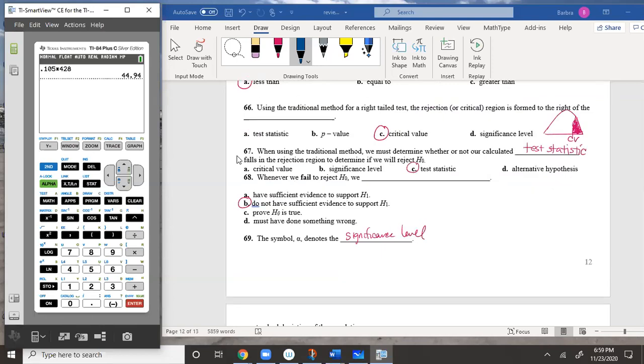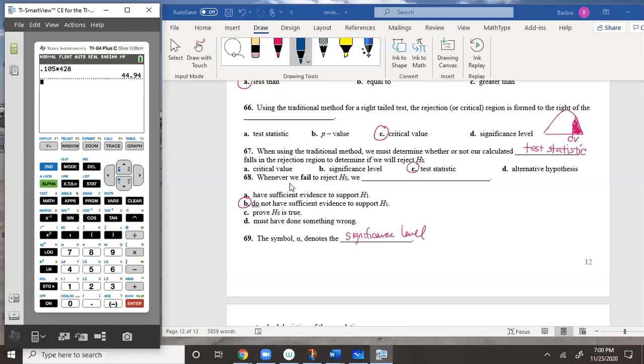And number 67, when using the traditional method, we must determine whether or not our calculated test statistic falls in the rejection zone to determine if we'll reject the null. Okay, so using the traditional method, we're always comparing the test statistic with the critical value.